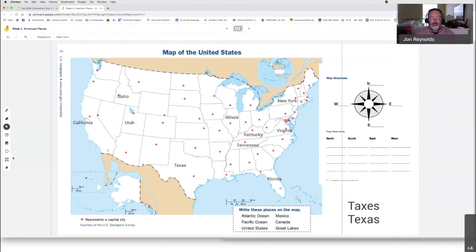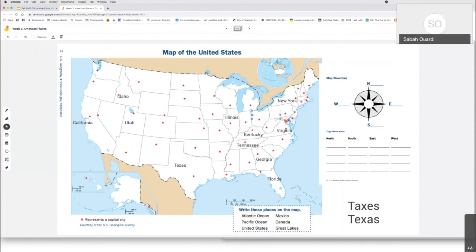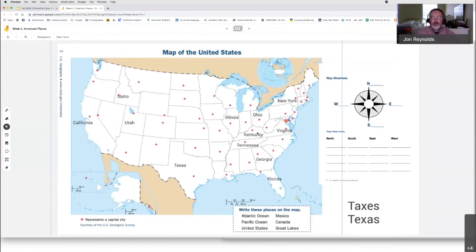Now hold on, guys. I can only type so fast. All right, so there's Georgia. There's Ohio. Ohio is next to Kentucky. What direction is Ohio from Kentucky? It's north of Kentucky. Massachusetts. Boston. Massachusetts is all the way up here.